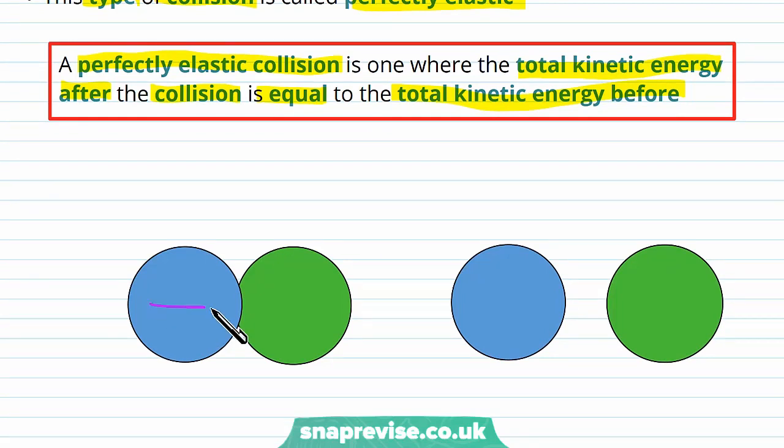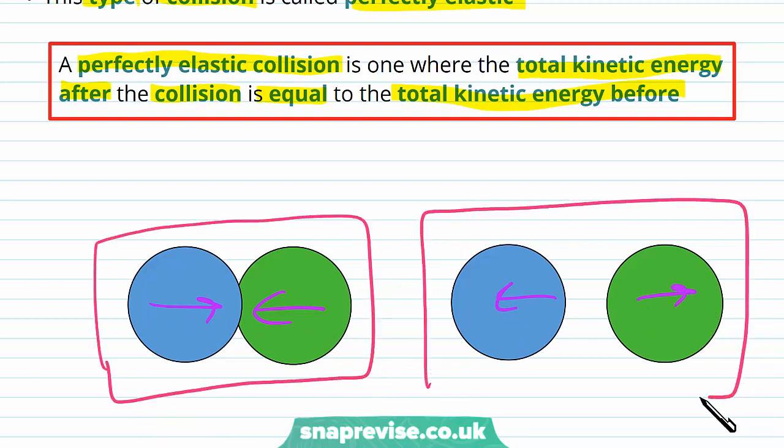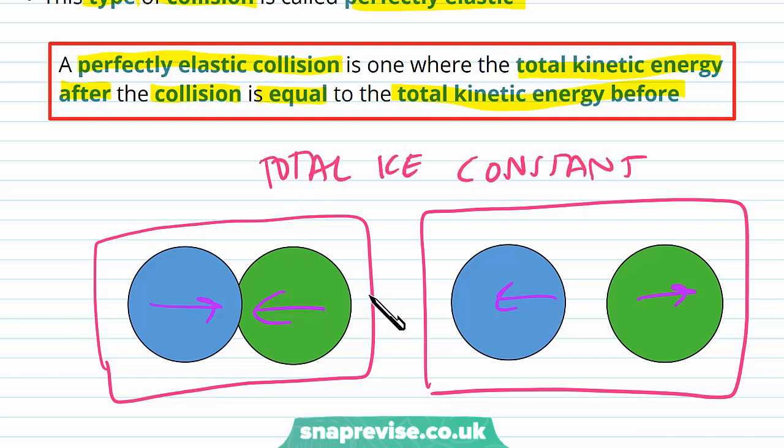So going back to our two balls that hit each other and then rebound, the kinetic energy that the balls have here is exactly the same as the kinetic energy here. So the total kinetic energy. The individual kinetic energy of the balls may have changed, but the total kinetic energy of the system is constant. So this is before and after our collision.